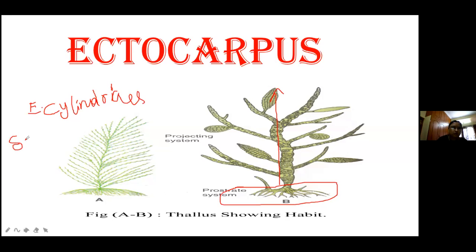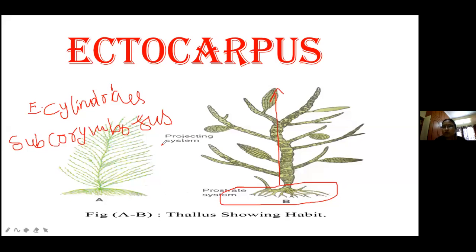Ectocarpus subcorymbosus. These are two species, Ectocarpus cylindricus and Ectocarpus subcorymbosus.